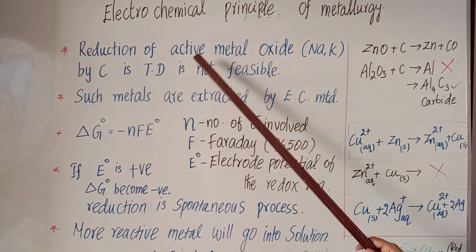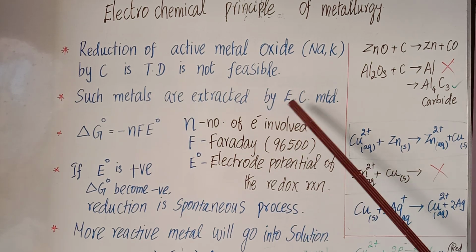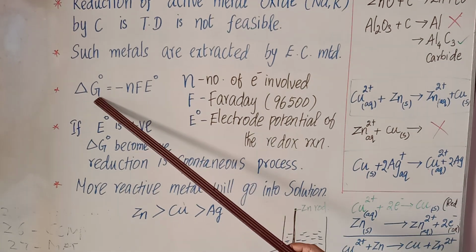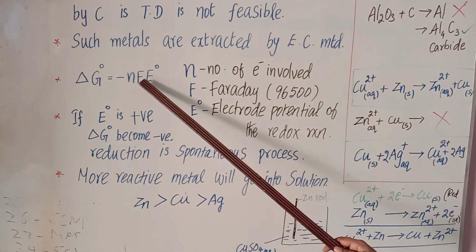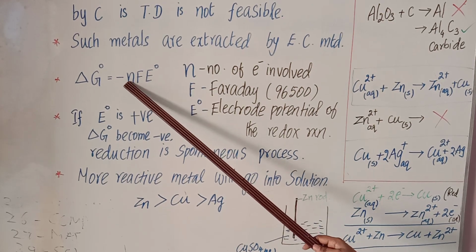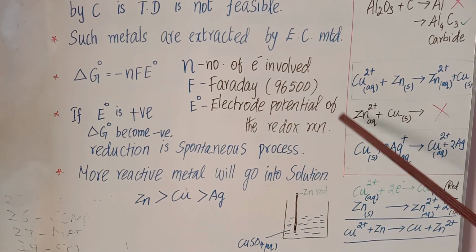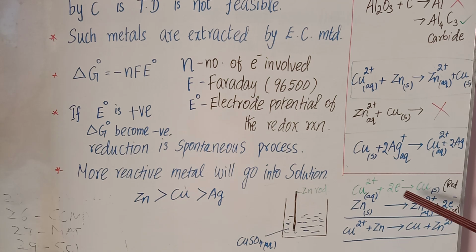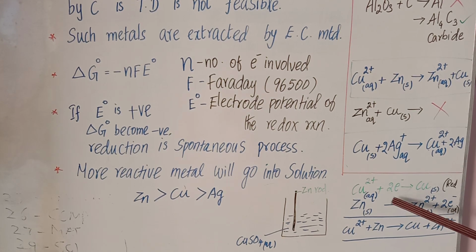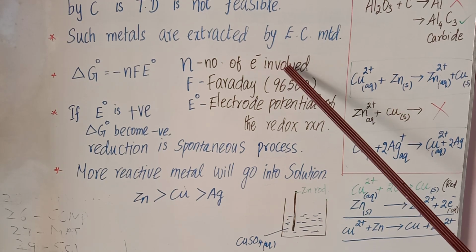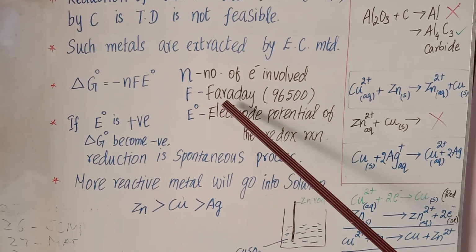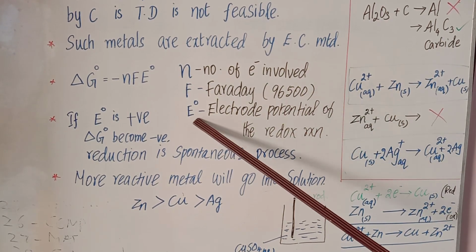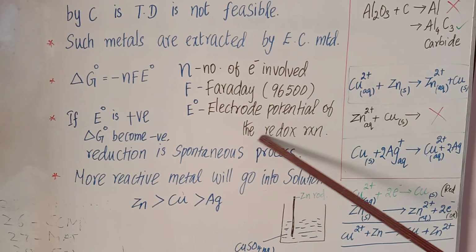Such metals, that is active metals, are extracted by the electrochemical method. For this, we use the equation delta G naught equals minus nFE naught. Here, n is the number of electrons involved. For example, Cu2+ plus 2 electrons gives Cu. So here, the number of electrons involved is 2. F is the Faraday constant, whose value is 96,500, and E naught is the electrode potential of the redox reaction.